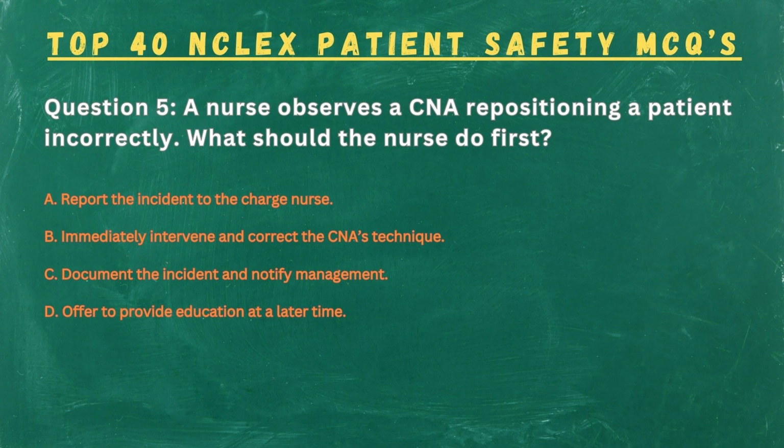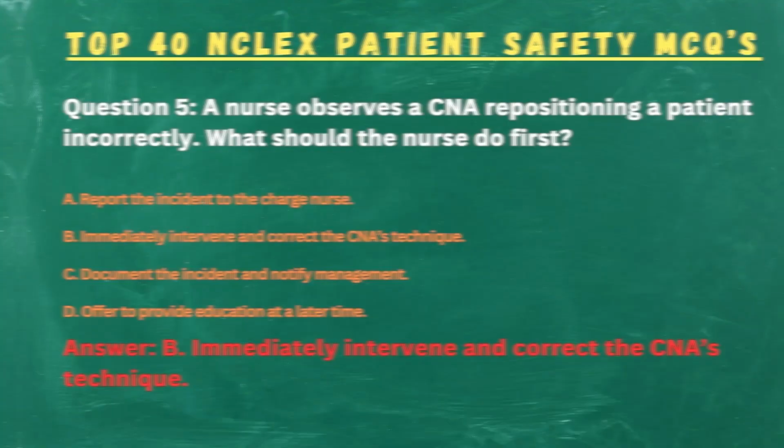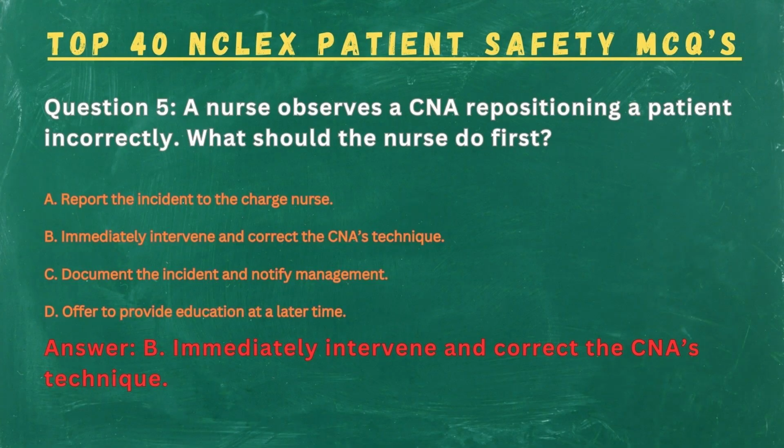Question 5. A nurse observes a CNA repositioning a patient incorrectly. What should the nurse do first? A. Report the incident to the charge nurse. B. Immediately intervene and correct the CNA's technique. C. Document the incident and notify management. D. Offer to provide education at a later time. Answer. B. Immediately intervene and correct the CNA's technique.